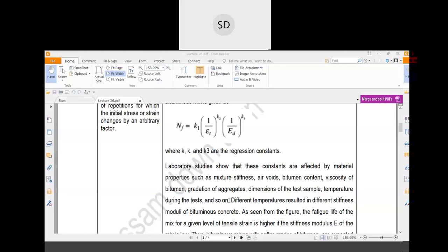So, what are the different parameters? Based on these parameters, this K1, K2, and K3 value will differ. Basically, the K1, K2, and K3 values depend on the properties of the mix, meaning the properties of the bituminous and aggregate mix.